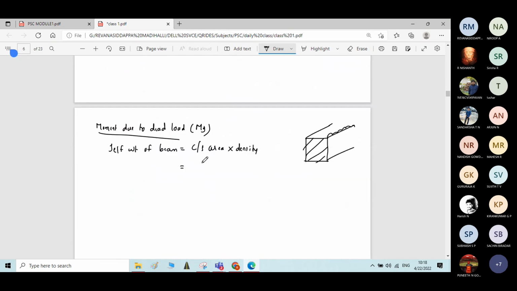So while finding the cross-sectional area, you must find it in terms of meter square only. This is very important. 200 mm is 0.2 meter, 300 mm is 0.3 meter. Don't forget this; if you substitute in mm, the answer will go wrong. Into density, 24 kilonewton per meter cube. Therefore the self weight of the beam Wg, if you calculate, you will get 1.44 kilonewton per meter.